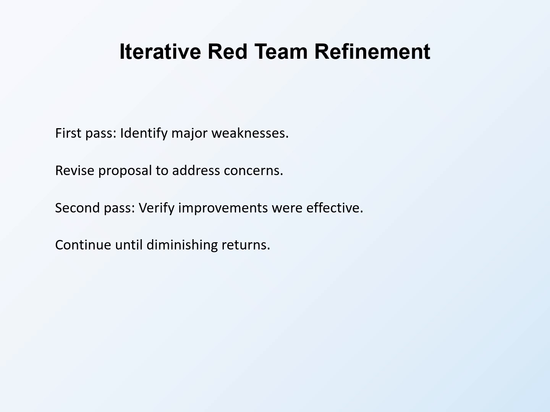After revision, run a second Red Team pass. Verify that your changes actually address the concerns raised. Sometimes attempted fixes create new problems or fail to fully resolve the original issue. AI can help you assess whether improvements were effective. Continue this cycle until you reach diminishing returns, when AI critiques become increasingly minor or no longer resonate as genuine concerns. This iterative approach systematically strengthens your proposal rather than hoping a single revision catches everything.